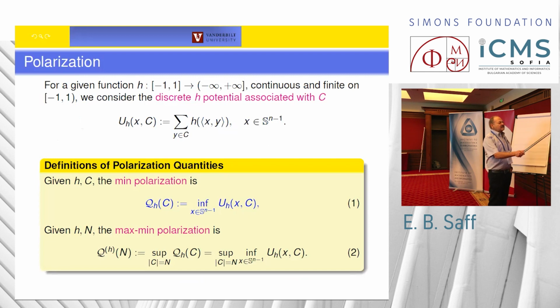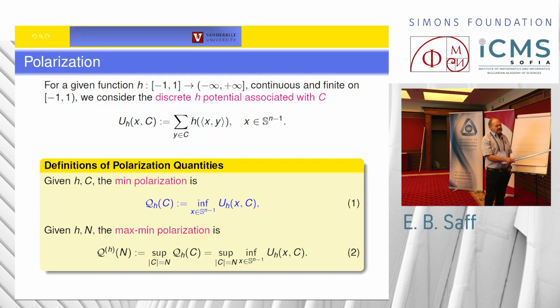You are given this code C. You're given a function h, which is defined on [-1, 1]. And you form its discrete potential defined here. You just take the sum of h evaluated at the inner products, where y varies over your code C, and x is your variable on the sphere. So that I call a discrete potential. And polarization will have two versions of them.